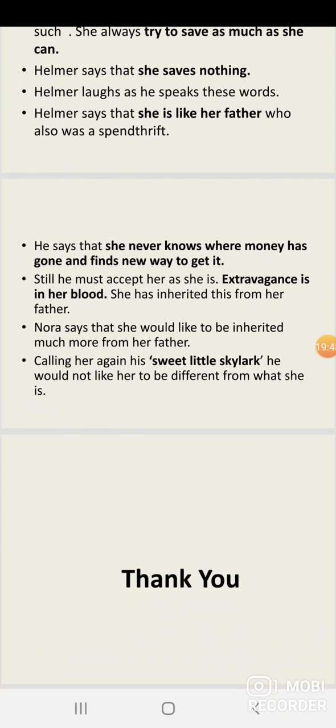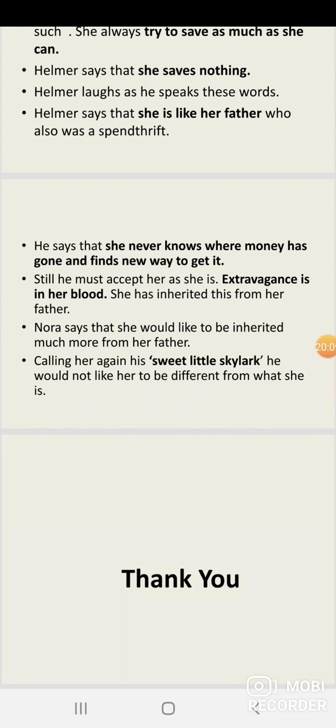So he says that he doesn't want her to be different from what she actually is, and therefore she is a sweet little skylark for him. So for today, this is what we have in this story.